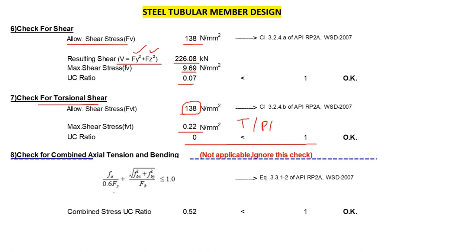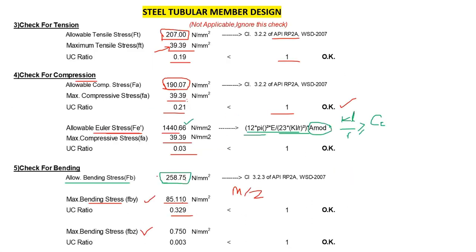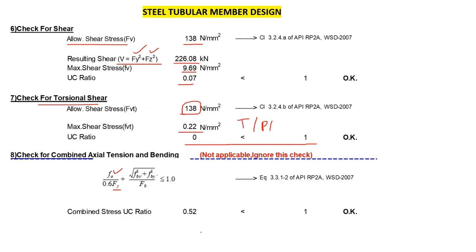And check for combined axial tension and bending. This one, you see, is applicable only here. Fa we know, and 0.6 Fy also we know. Fbx, Fby we have calculated already. You see here, tensile stress we know, 39. Bending also we know, Fby, Fbz. If we substitute all these values, we have to see it's less than 1. The combined tensile plus bending.